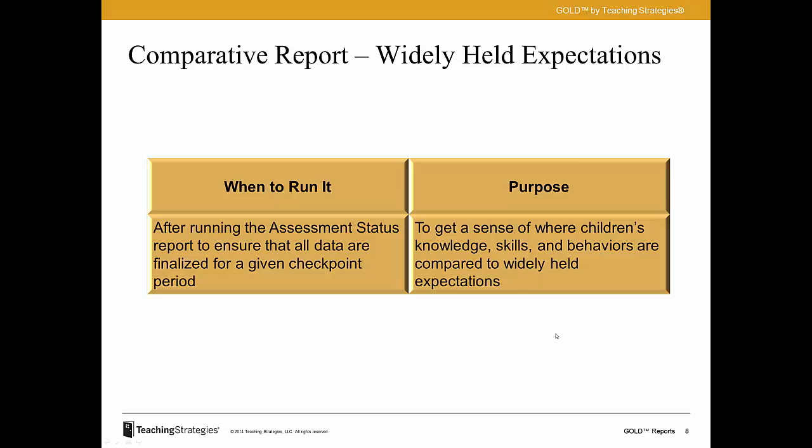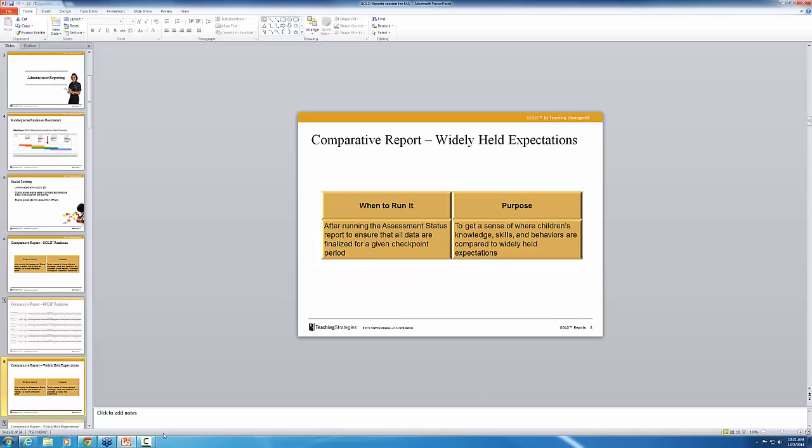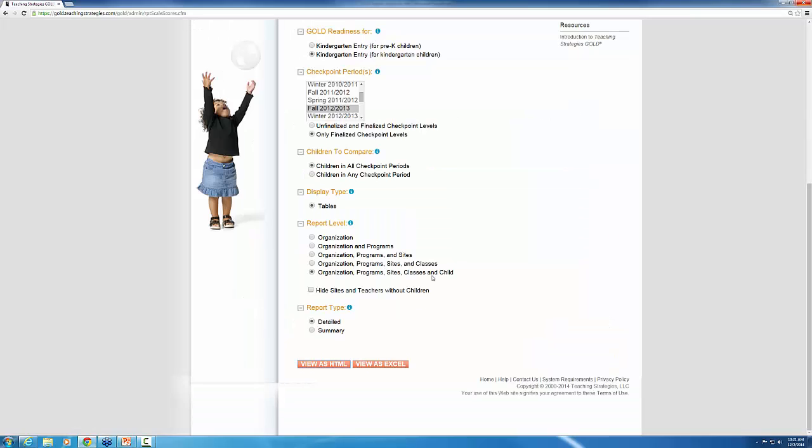which is widely held expectations. So this report is going to look at the children's scores in relation to our widely held expectation range, and you can run this on one color band at a time. So let's go back to our browser.